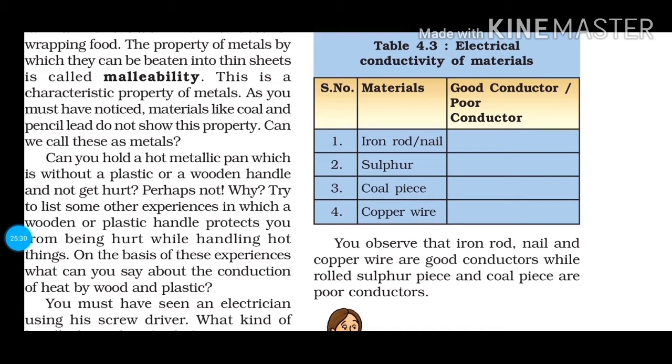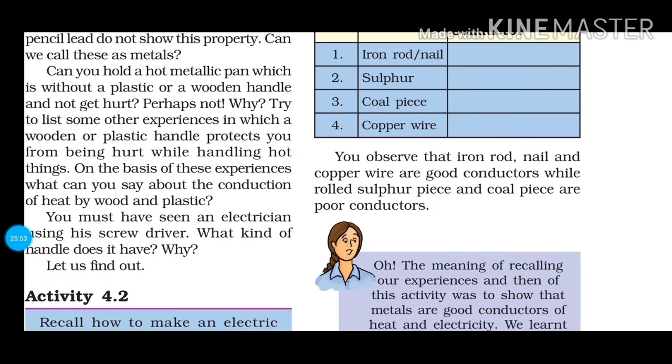Okay, so the iron rod is a good conductor because we know it is a metal. Sulfur, poor conductor, it is a non-metal. Coal piece, again poor conductor, it is a non-metal. And the copper wire, it is a good conductor because it conducts the electricity and it is a metal. And the same thing is written here.